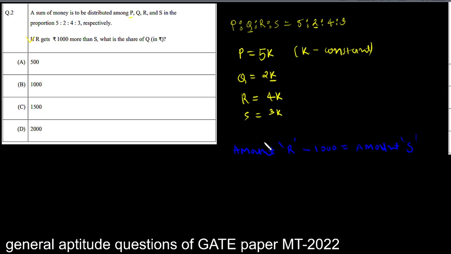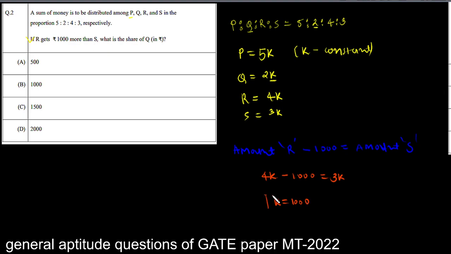So now simply we can replace this term. The amount of R is nothing but 4 times K. So we can say 4 times K minus 1000 is equal to the amount of money that person S will get. Here the amount of money that person S will get is nothing but 3 times this K, so we can say 3K. Now we can simply simplify it, so K is nothing but 1000.